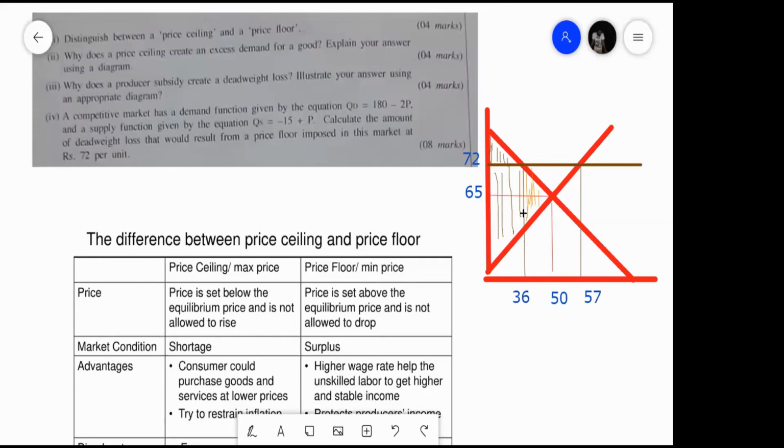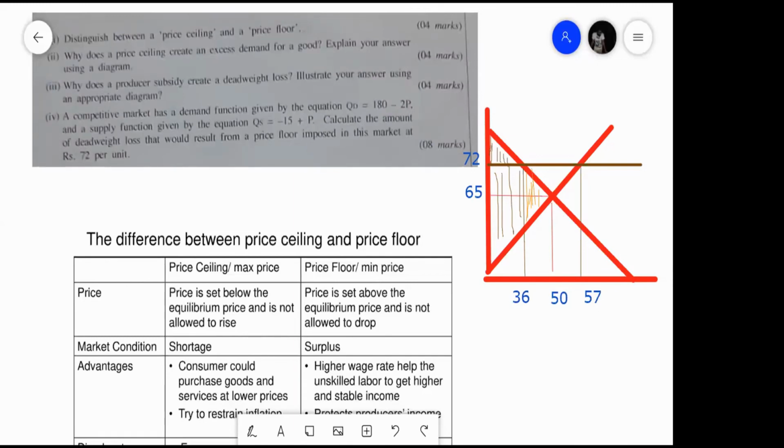How did you all calculate deadweight loss? Whoever calculated, what was your logic behind it? Okay, let me see if I got the question wrong. There is a minimum price. Calculate the amount of deadweight loss that would result from a price floor imposed in this market at price 72, assuming there was a price support system. Okay, so you assume there is a price support system. I'm not very sure whether you have to assume the government purchased. Once the actual answer comes, we'll check. If you're not assuming that there is a government purchase, then that triangle should be the deadweight loss.